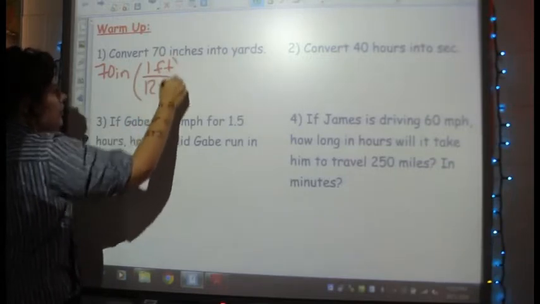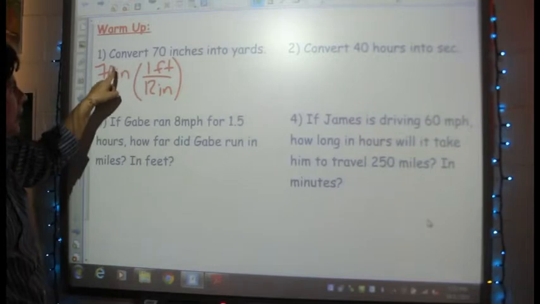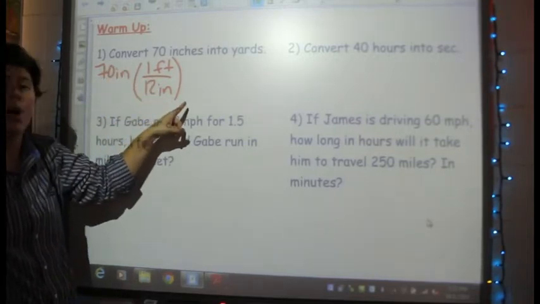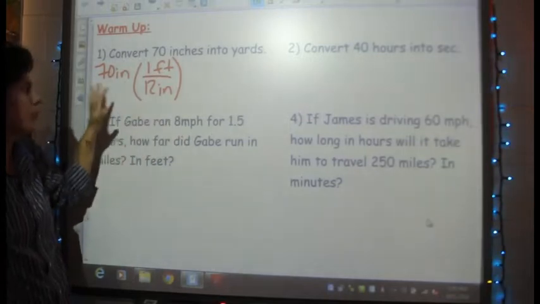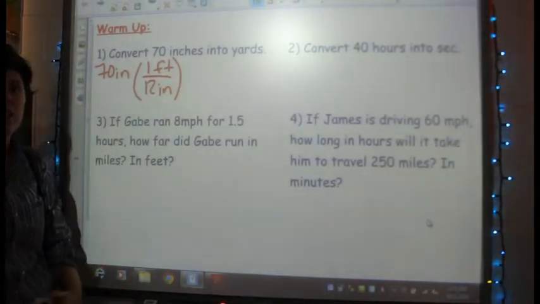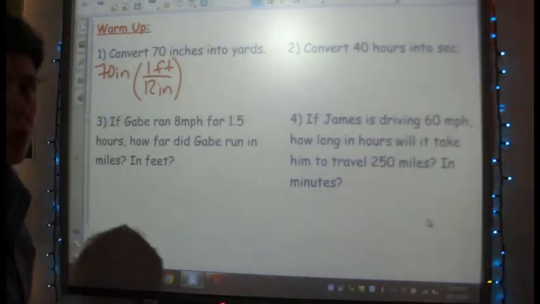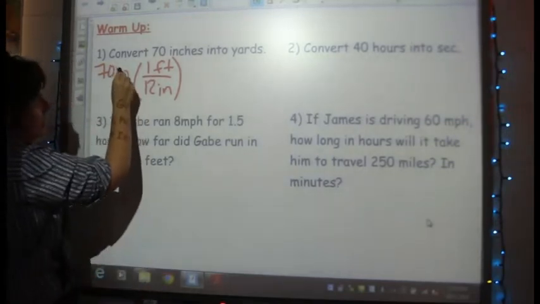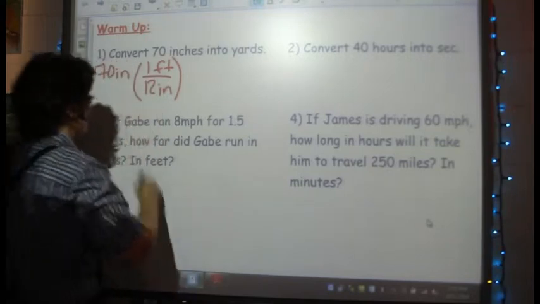And I put the 12 inches on the bottom because when I multiply, the inches on top and the inches on the bottom are going to cancel. This is referred to as dimensional analysis. We're going to use this quite a bit throughout this unit. I hope that you might have seen some of this in chemistry already. So now the inches will cancel and I will be in feet.